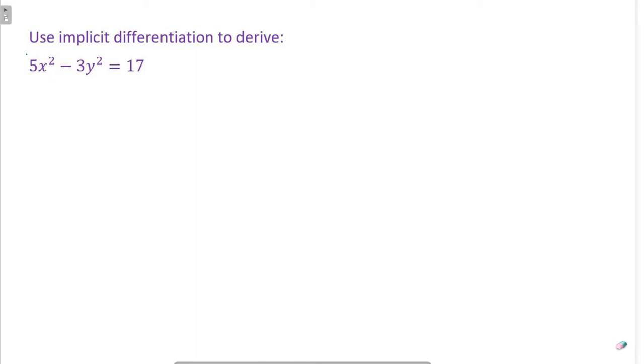So today we're looking at implicit differentiation. And really, it looks weirder and harder than it is. It is a little bit different, but it's nothing to worry about.